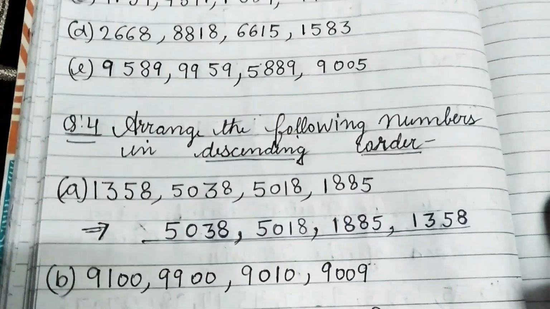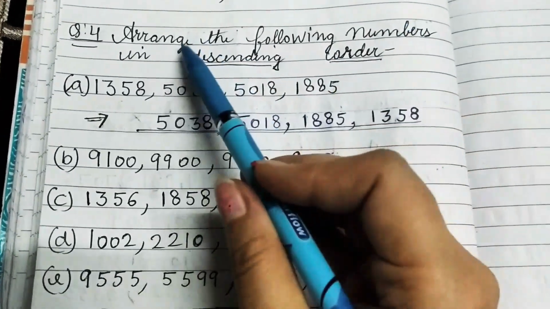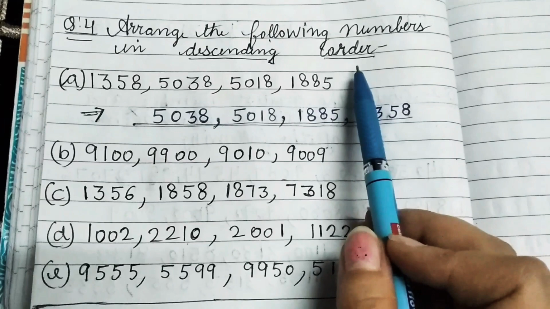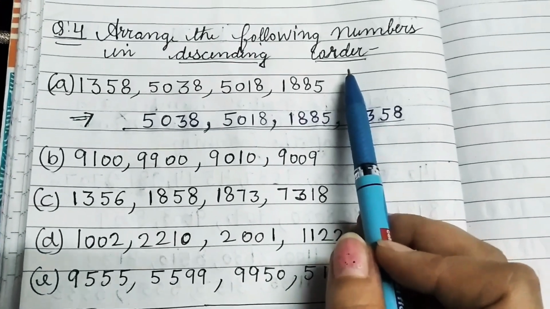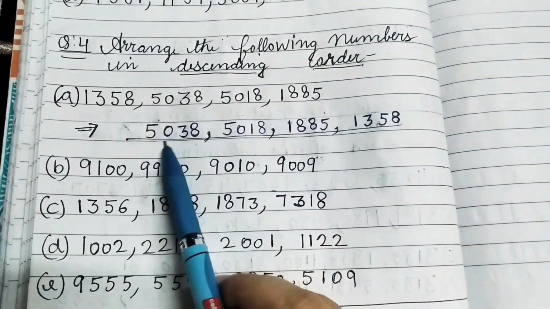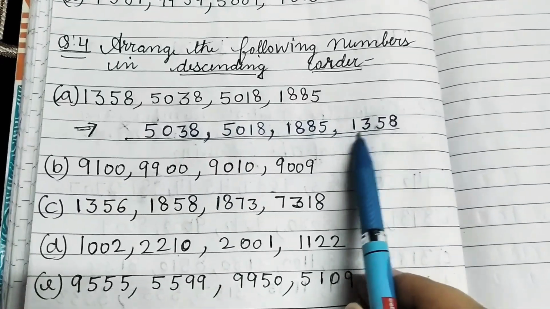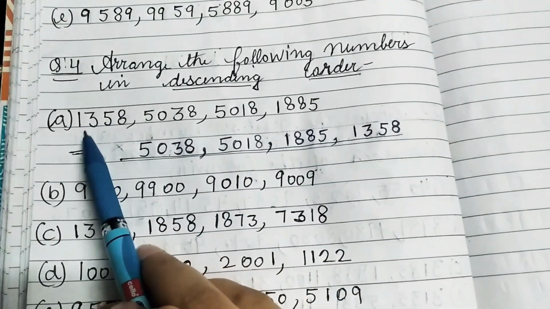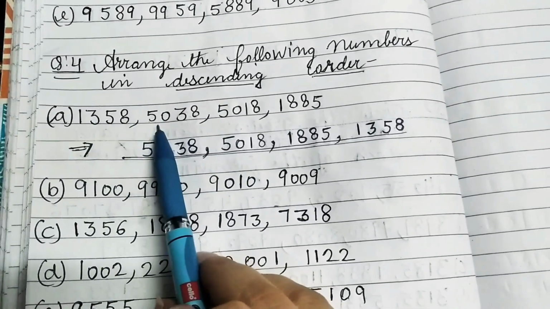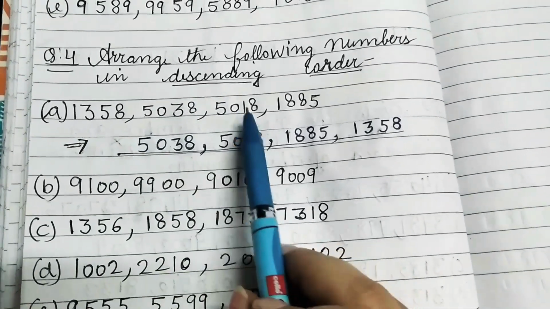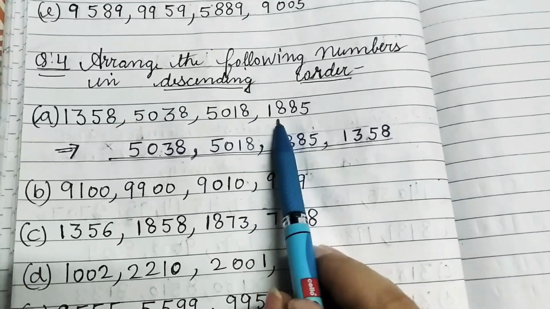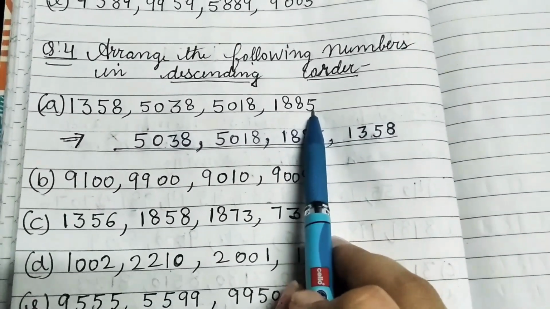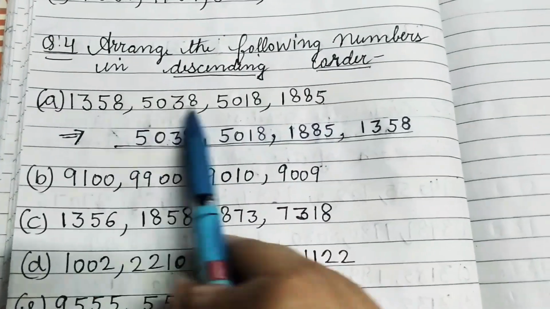Now, the fourth question says that you have to arrange the following numbers in descending order. What is descending order? Placement or the arrangement of numbers starting from the largest in the front and smallest in the end. So check in A part. 1358, 5038, 5018, 1885. Now the first rule is that you have to check for the number of digits in each number.